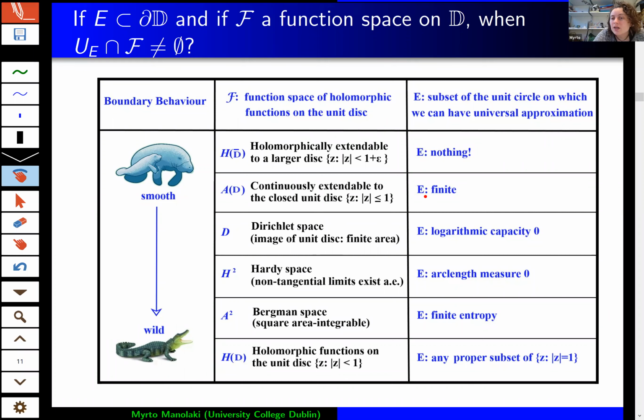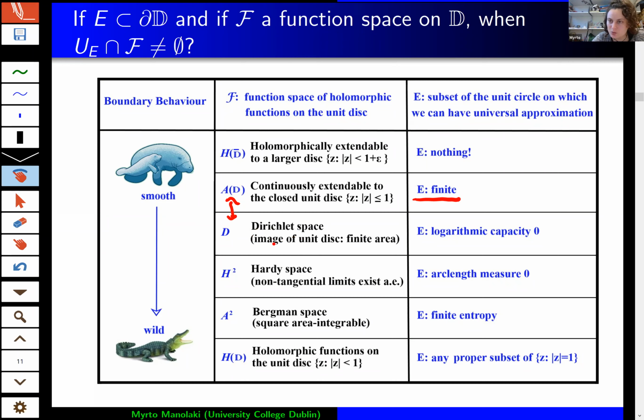In that case, in general, it is open. We haven't characterized it, but there are some partial results. When E is finite, we're able to find universal functions with this property. Now, if we take another function space, I want to say that for these two spaces, it's not correct to say that one is included in the other or vice versa. They intersect non-trivially. So this is the Dirichlet space.